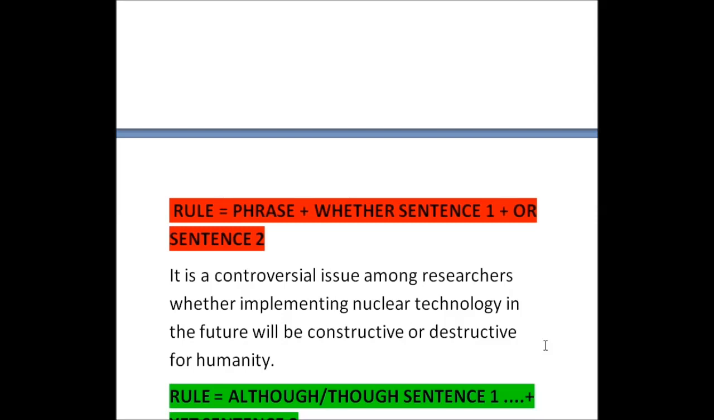The example sentence is: it is a controversial issue among researchers whether implementing nuclear technology in the future will be constructive or destructive for humanity. I used whether and or. This is used in both opinion essay. For example, some people favor nuclear technology as beneficial and some favor it will be destructive one.